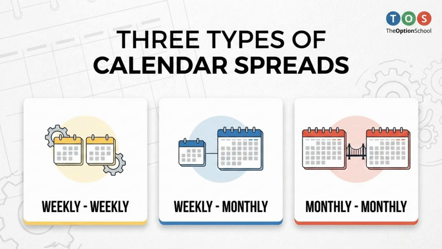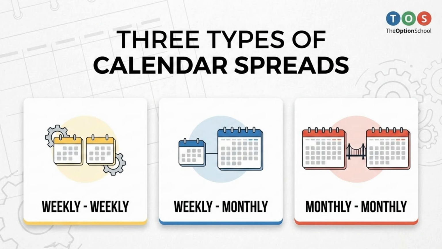So let us start. As we all know, popularly there are three types of calendar spreads: weekly weekly, weekly monthly, and monthly monthly. There are two legs in a calendar spread. You sell one leg and you buy the far expiry leg. So in weekly you sell the current week and buy the second week. In weekly monthly you sell the first week and buy month end. And in monthly you sell the current month and buy the next month. So 2 months are involved.